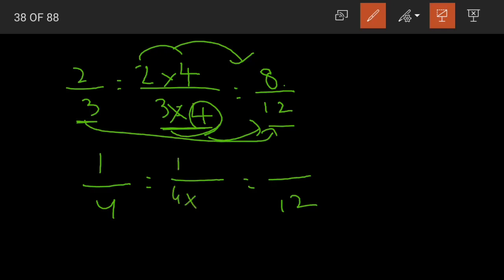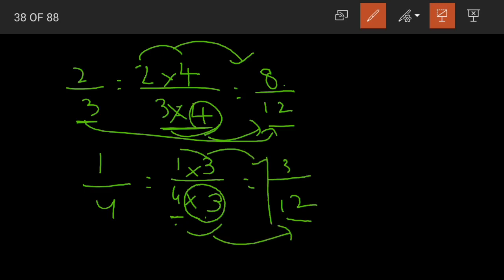The next fraction is 1 by 4. Again the denominator is 4. We have to get 12. How will we get 12, children? 4 into 3 is equal to 12. Yes, again as we have multiplied by 3 in the denominator, we will do the same in the numerator as well. So 1 into 3, 3, 4 into 3, 12. 3 by 12 is our second fraction.